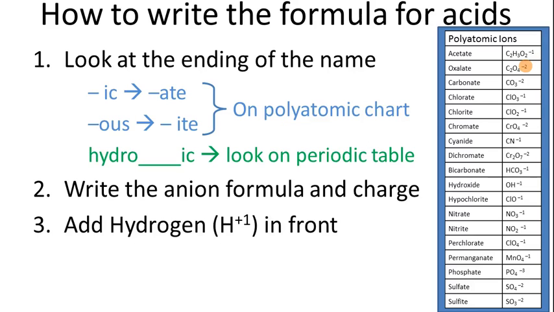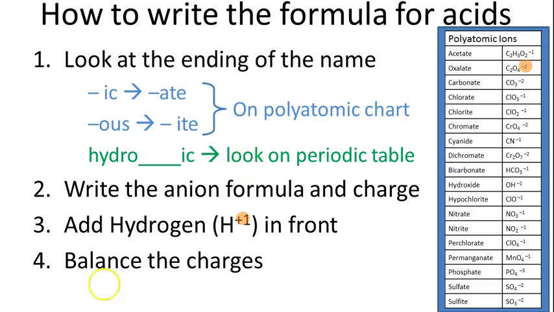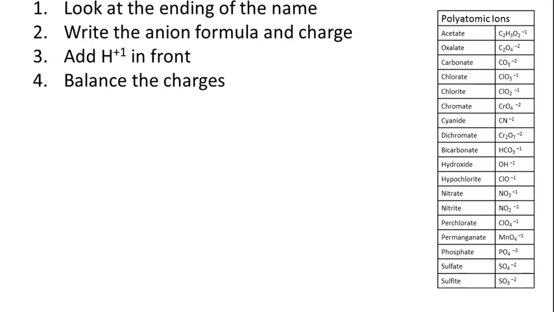After that, you would add hydrogen in front, since all acids start with hydrogen. The charge for hydrogen will always be +1 because it's a group 1 element. And finally, you want to balance the charges. By balancing the charges, we mean that you have an equal number of positive and negative charges. Let's look at a few examples to illustrate these steps.